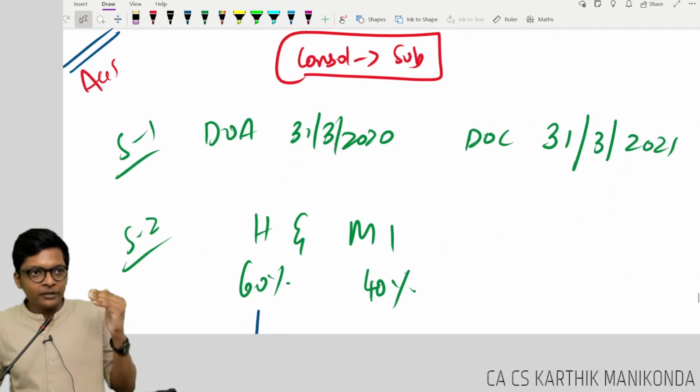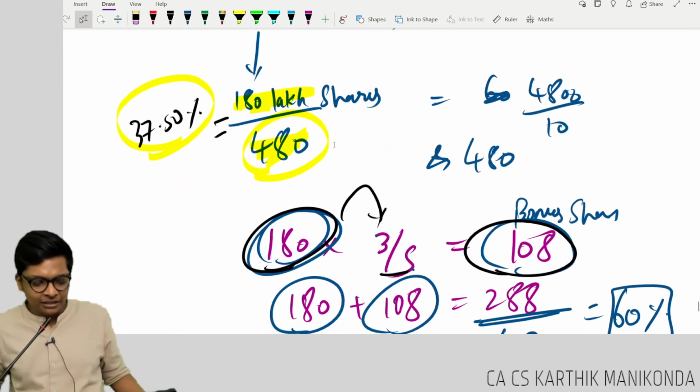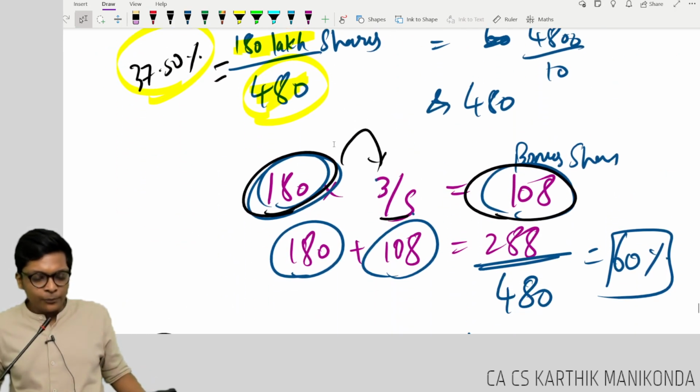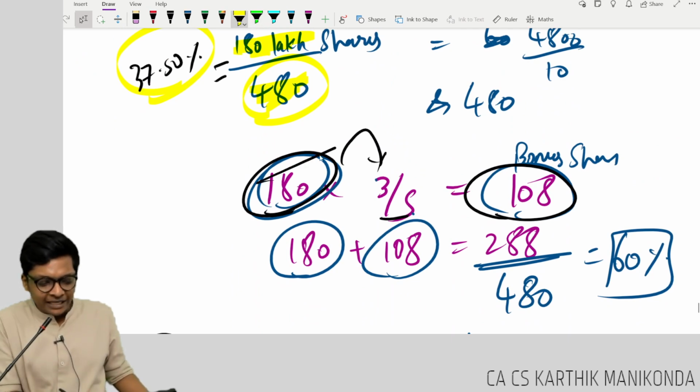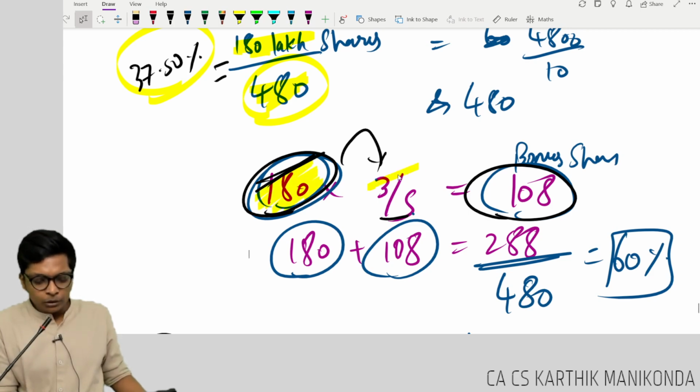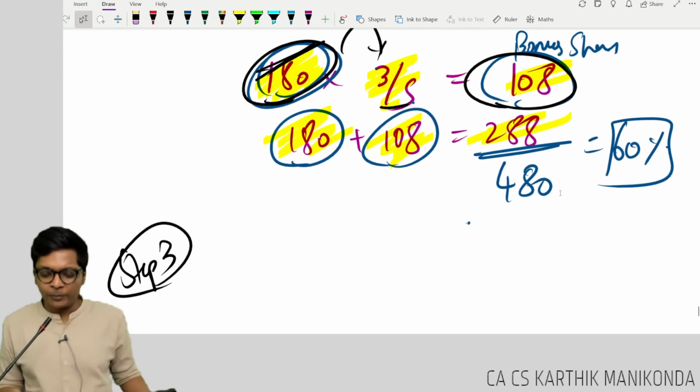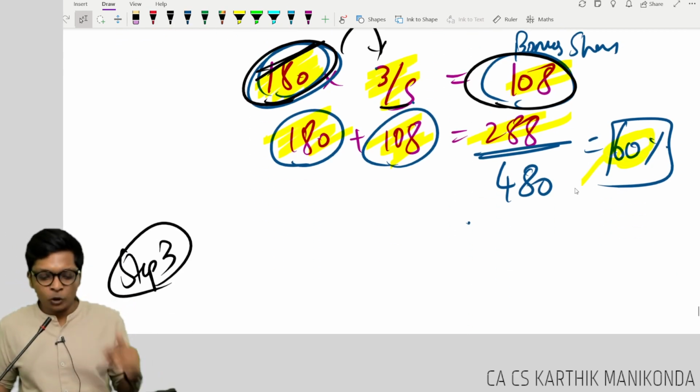Step 1, we found date of acquisition and date of consolidation. Step 2, we computed percentage. 180 was the number of shares before acquisition. Into 3 by 5, 108 is the bonus shares. Add bonus shares: 180 plus 108, 288 is the number of shares after bonus issue. Percentage is 60%. I hope it's clear.